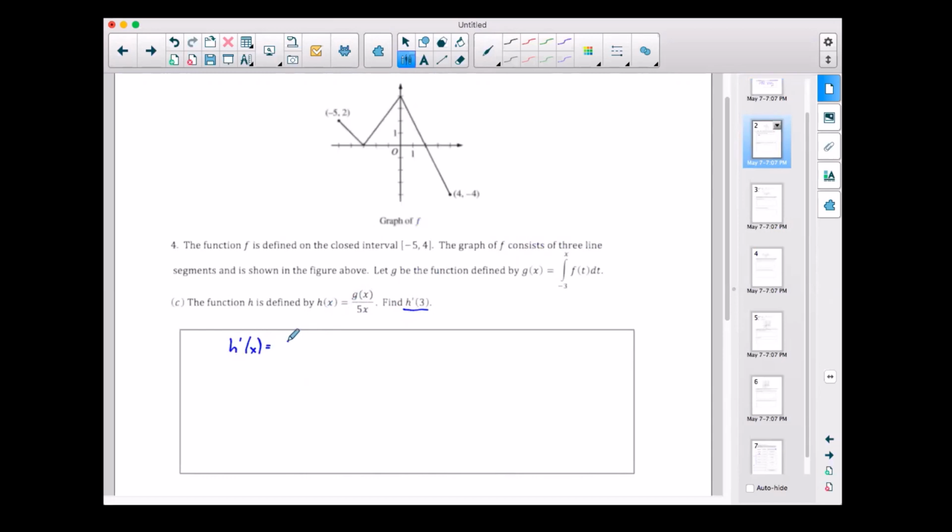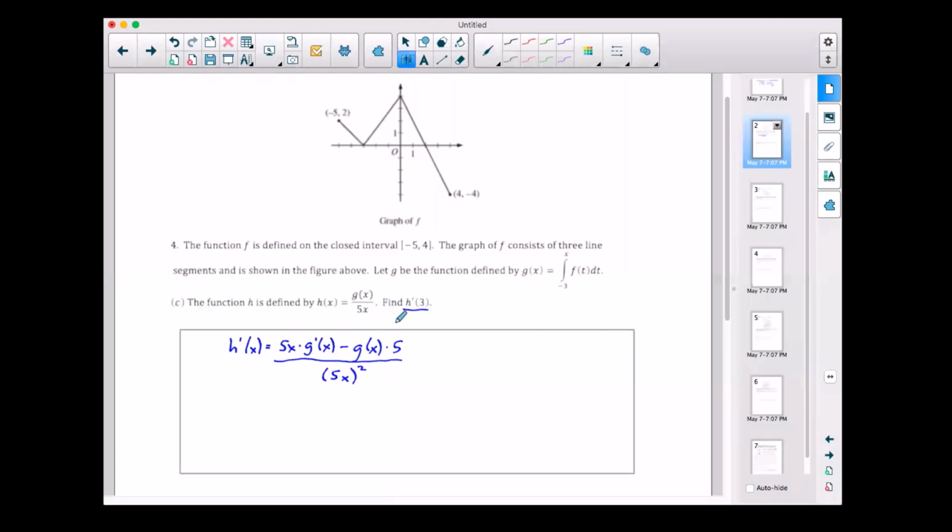So the quotient rule is going to be low D high, so 5X is low, and then D high is going to be G prime, right? If G is the top, then the derivative is G prime, minus high, which is G of X, times D low, which is 5. 5X's derivative is 5, all over the bottom squared. And when you do the bottom squared, make sure you put it in parentheses because you're not just squaring the X, you're squaring the entire denominator.